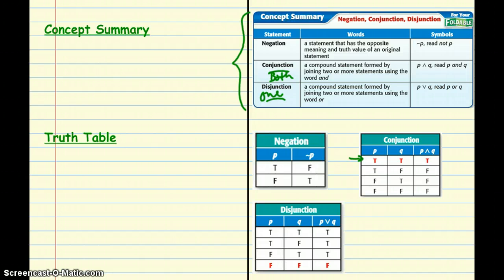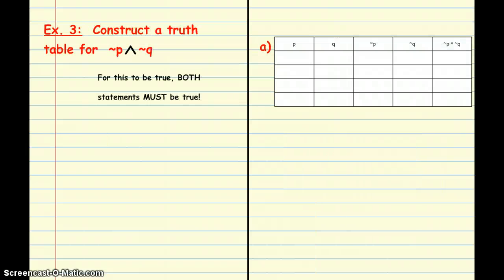Okay, so let's look at example 3. We're going to make a truth table for this particular statement, not P and not Q. Now remember, this has to be true for both. And why is that? That's because we've got the "and" here.